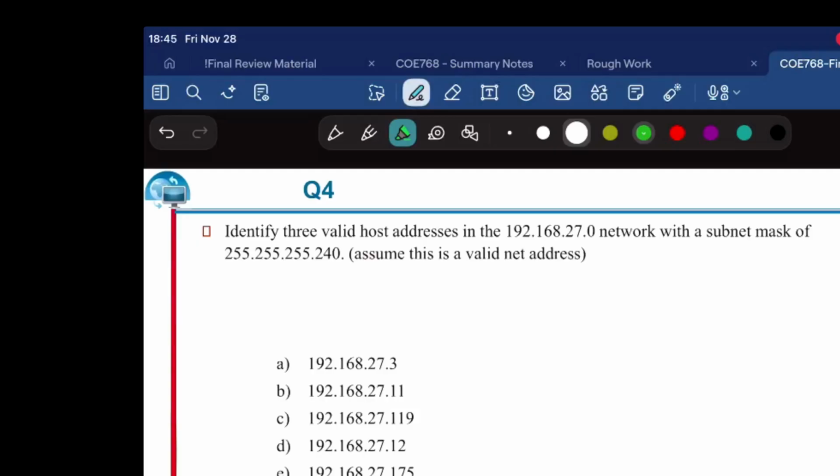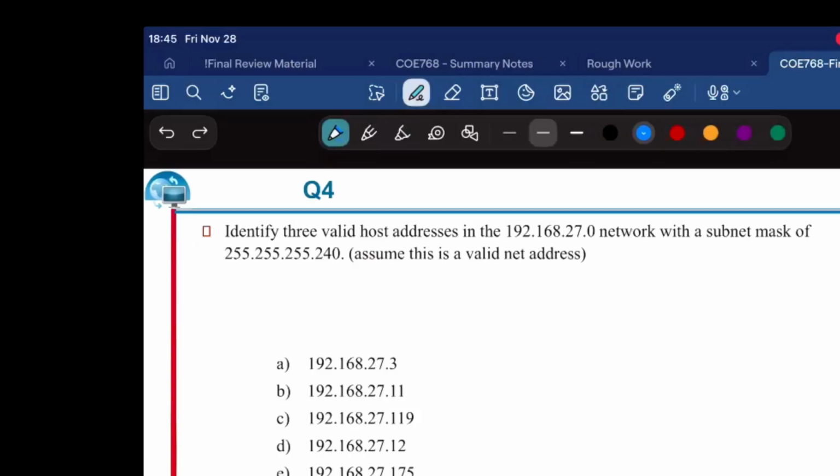Next question. This is one that works a little bit. You have to do some analysis and some verification before you move on. The first part of this is that we're given an IP address, or given a network address, sorry, with a subnet mask of this ending in 240. And we're being asked to find 3 valid host addresses from the list provided below.